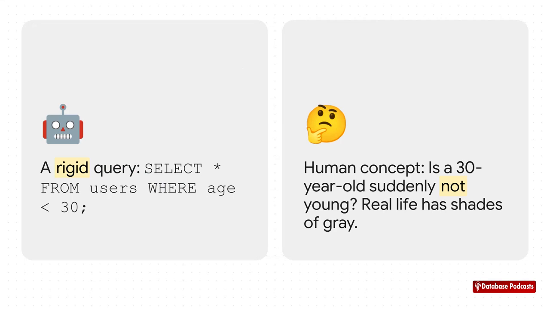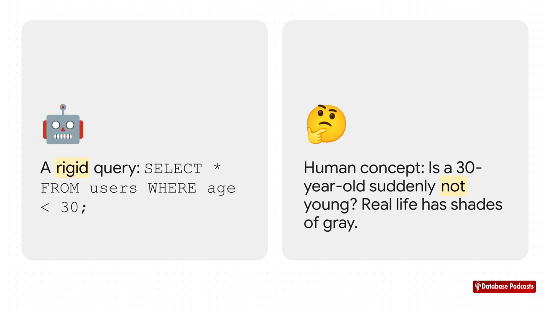Yeah, exactly. That standard SQL query you see there, that's classical logic in a nutshell. It draws a hard, sharp line in the sand. You're either young or you're not, period. But that's just not how we think, is it? For us, young is a sliding scale. Someone who's 29 is definitely young, but someone who's 30, well, they're still pretty young too.